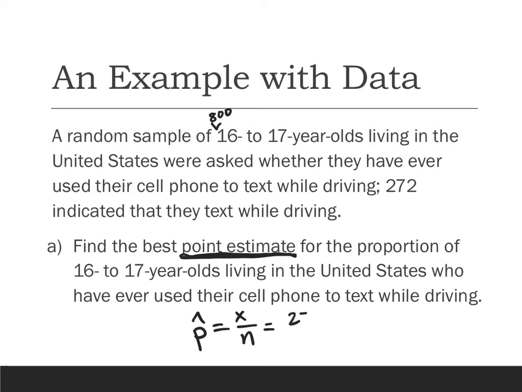Well, 272 out of 800. And it's perfectly fine to leave that as a fraction, but if we want to get it as a decimal, of course, just divide it out on the calculator. And this actually ends up being really nice. It is 0.34 or 34%. Now, because of the word proportion, I am going to use 0.34 as my actual answer. That stays consistent with the problem that I'm working.